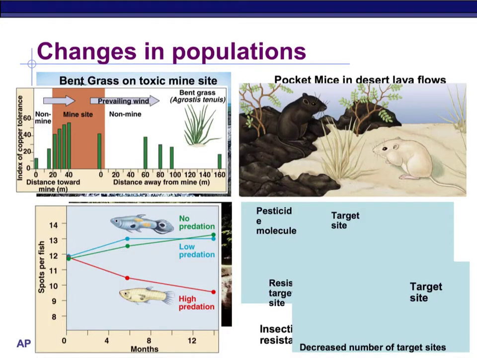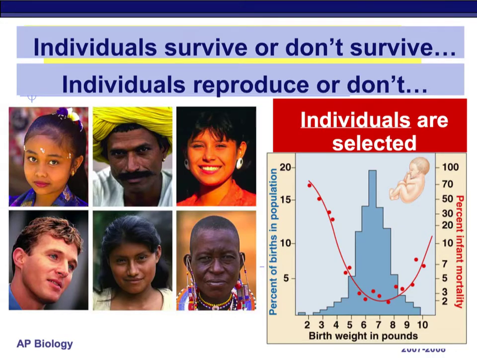Okay, this picture isn't very good on the video, but it should be fairly okay on your slide. I'll let you read through that by yourself. Okay, so like we said, individuals either survive or they don't, and they either reproduce or they don't. So natural selection acts on individuals, but evolution itself acts on populations.